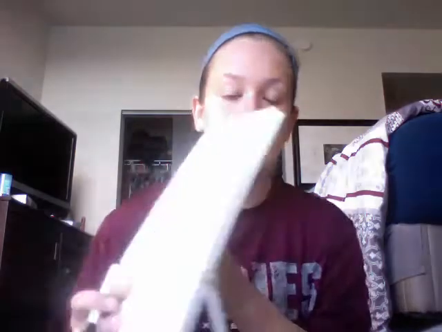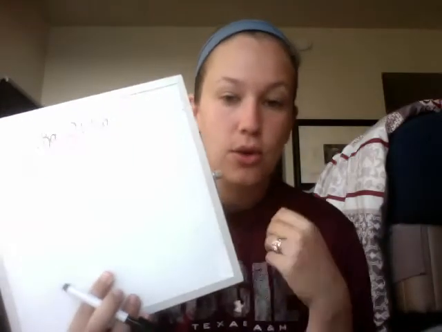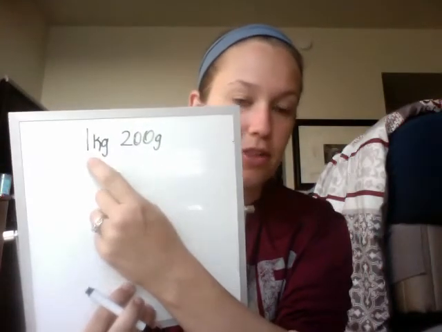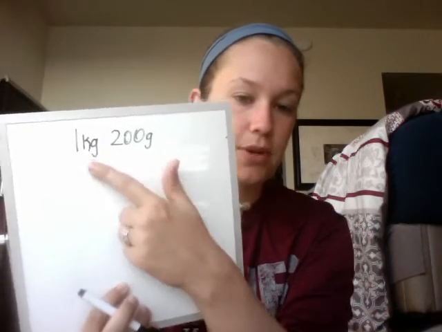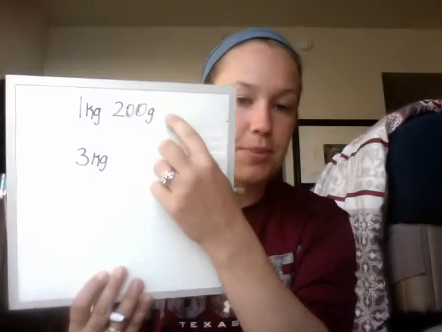We could add each of them, but that would take some time, right? So instead we're going to multiply. To multiply a compound measure like this, we're going to multiply first by the larger unit and then by the smaller one. So first we want to just multiply 1 kilogram by 3. Well, that's 3 kilograms, right? Easy enough. Now we need to multiply 200 by 3, and that'll give us our grams. Well, that's 600.